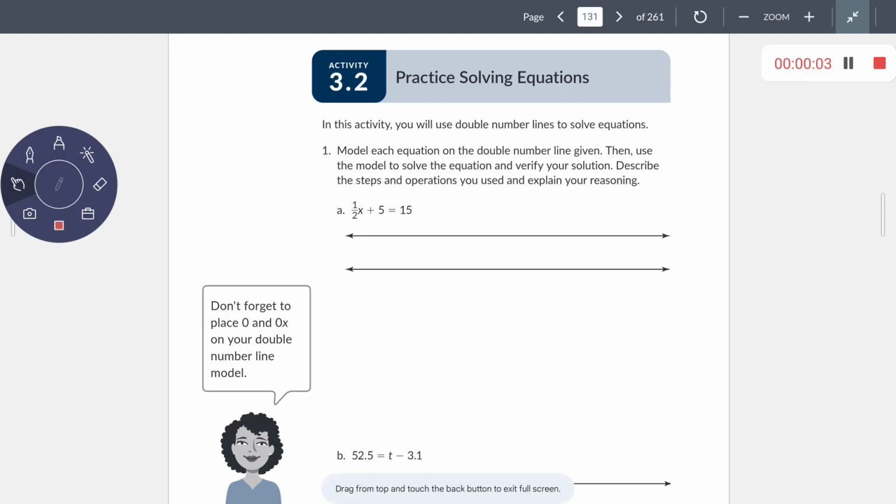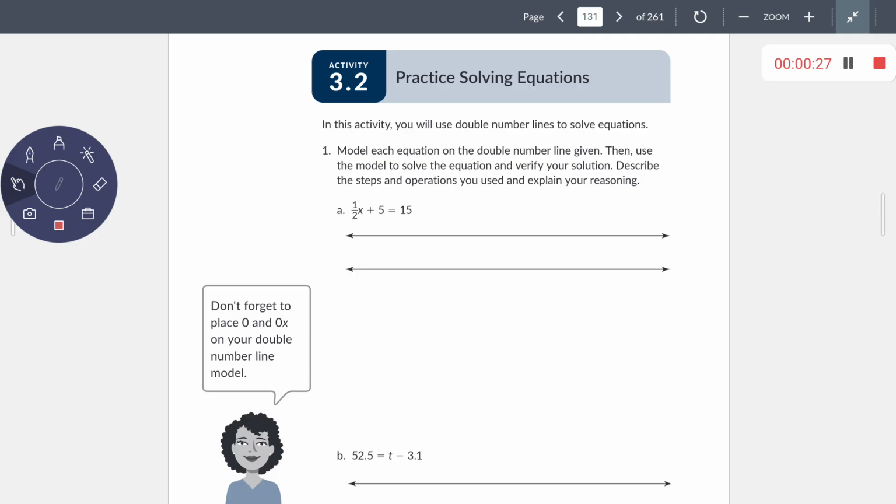If you will turn to page 460, it says, Activity 3.2, practice solving equations. In this activity, you will use double number lines to solve equations. So we did this in a different activity. This one has just a little bit more of rational numbers as opposed to just positives and negatives.